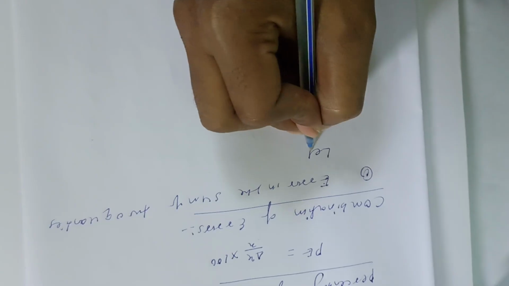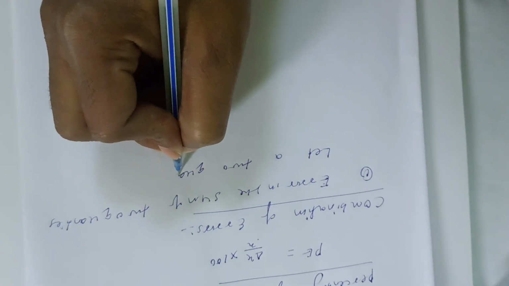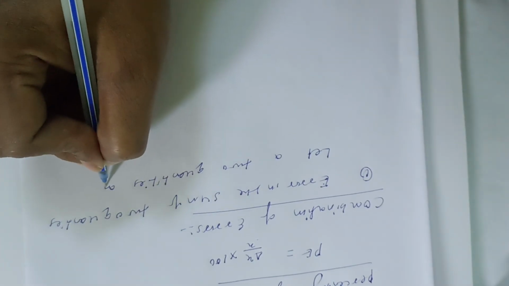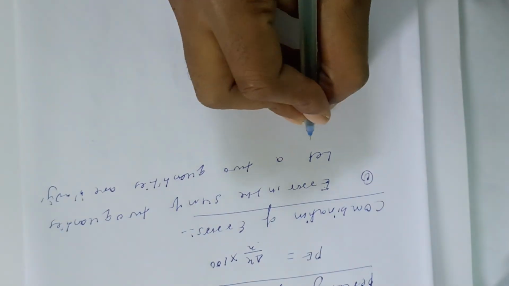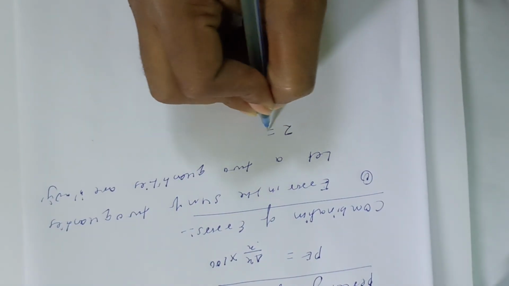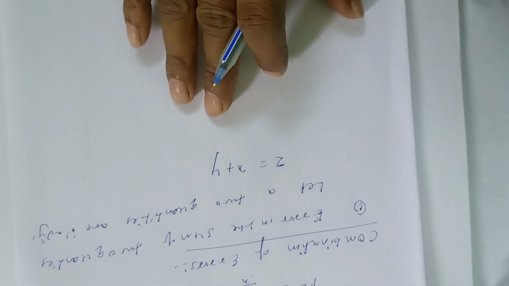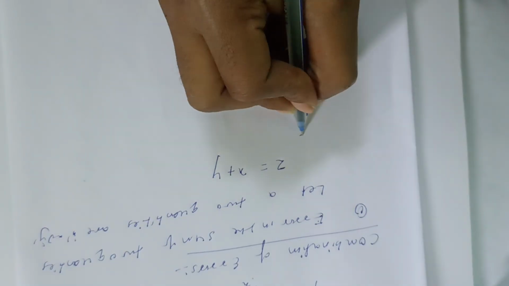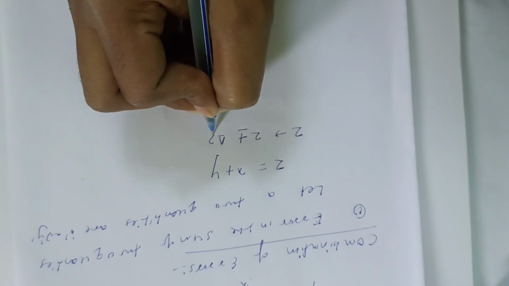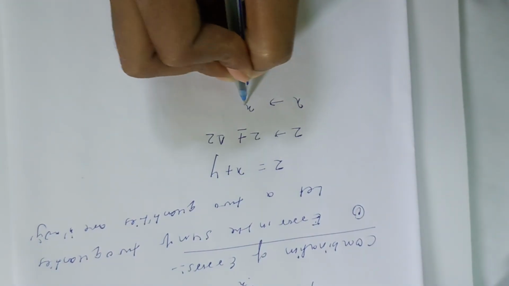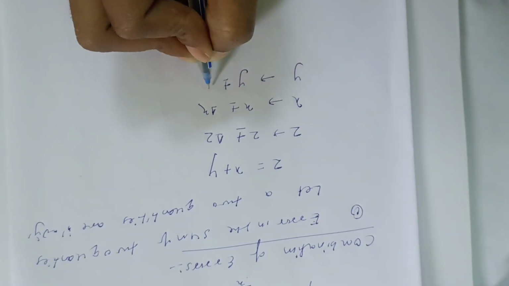Let two quantities be x and y. So their sum is z equal to x plus y. Now considering the error, that is, z tends to z plus minus del z, x plus minus del x, y plus minus del y.